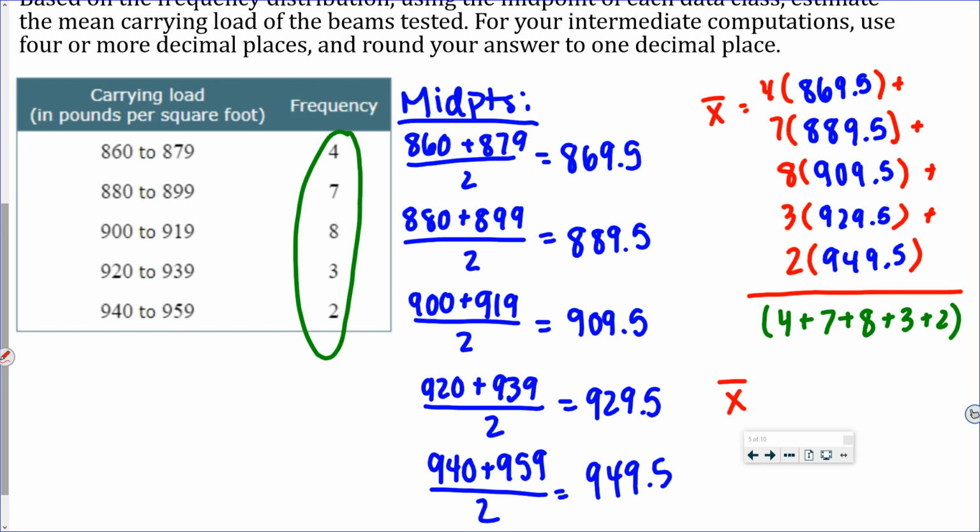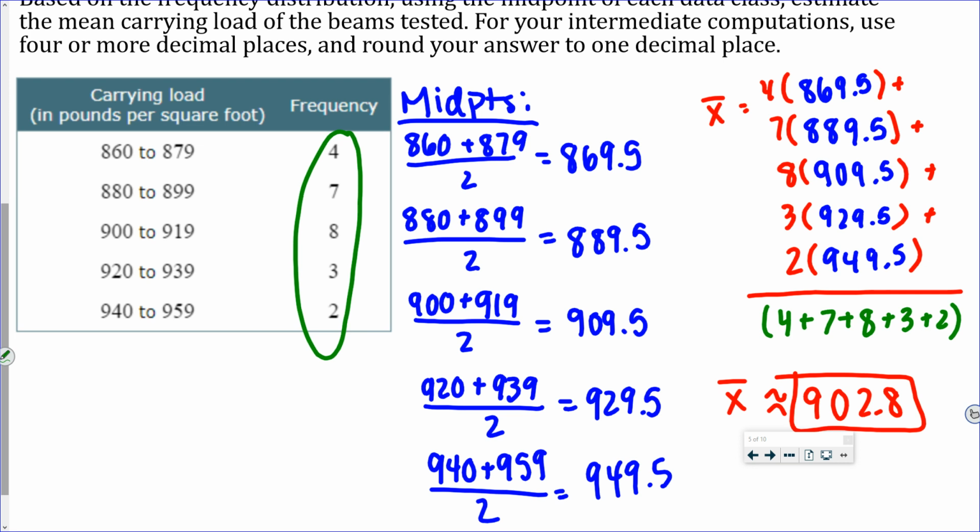Round it to 1 decimal place, and you'll get to practice these on ALEKS. Don't worry. 902.8. That's what I got for that. Okay, so when you're given class intervals, calculate the average of the endpoints, which gives you the midpoint, and you have to factor in the frequency. So it's an example of a weighted mean.